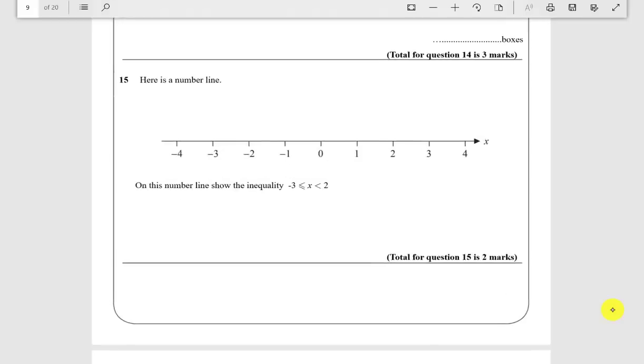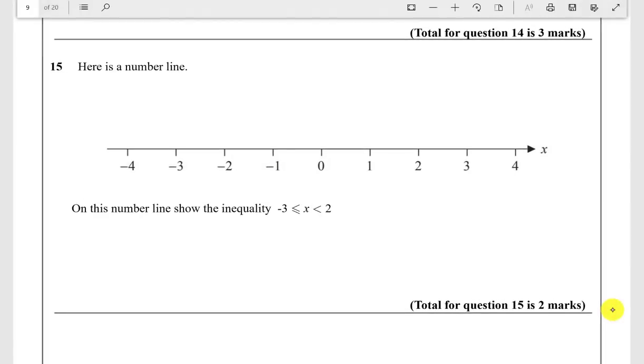Next, number 15. Here is a number line, and on this number line, show the inequality x is greater than or equal to -3 and less than 2. Now, we know that if it's greater than or equal to, we need to have 2 different circles. This one, the solid one, represents greater than or equal to or less than or equal to, and then this one, the hollow one, represents greater than only or less than only.